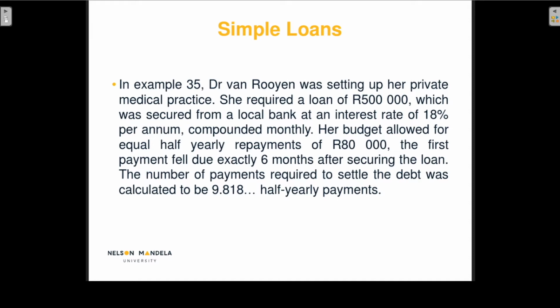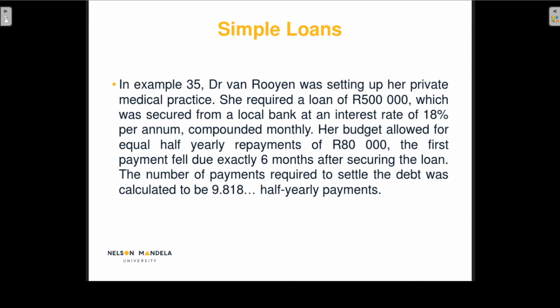In example 35, Dr. van Rooyen was setting up a private medical practice. She required a loan of 500,000 rands, which was secured from a local bank at an interest rate of 18% per annum compounded monthly. The budget allowed for equal half-yearly payments of 80,000 rands. The first payment fell due exactly 6 months after securing the loan.